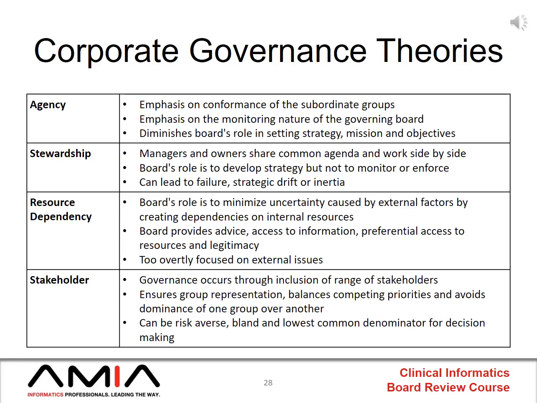Lastly, the stakeholder governance theory states that governance occurs through the inclusion of a range of stakeholders. The governing entity's responsibility is to ensure that all groups are represented and that competing priorities are balanced. This type of governance can be extremely risk-averse, and decisions can be time-consuming.